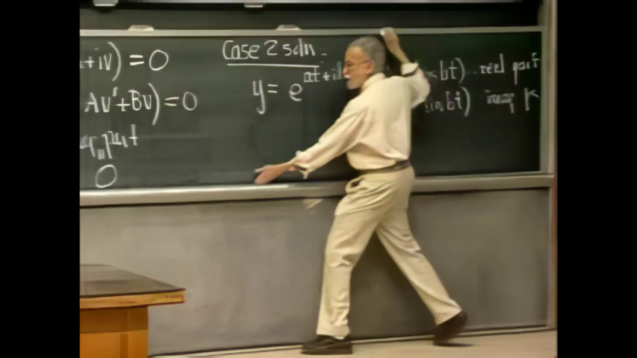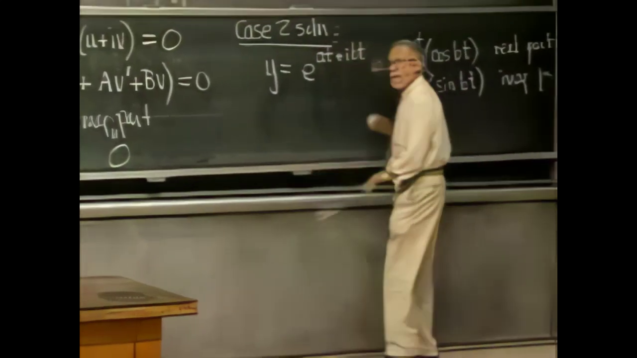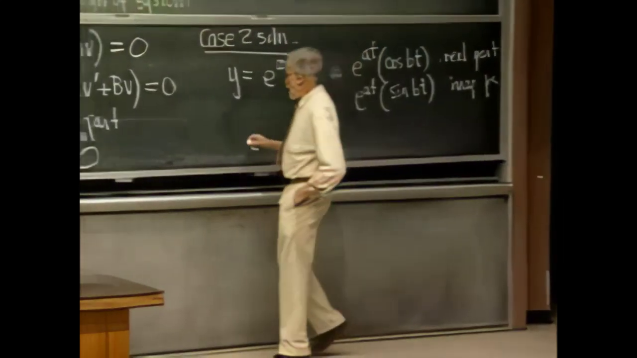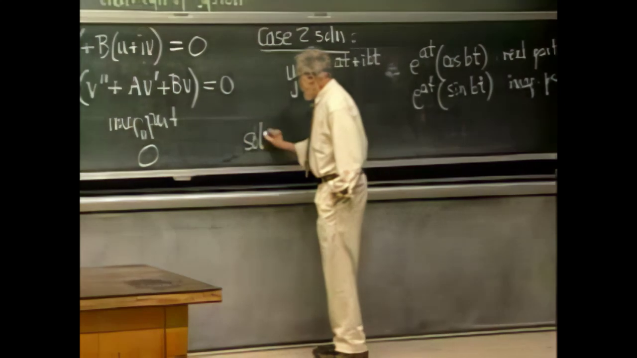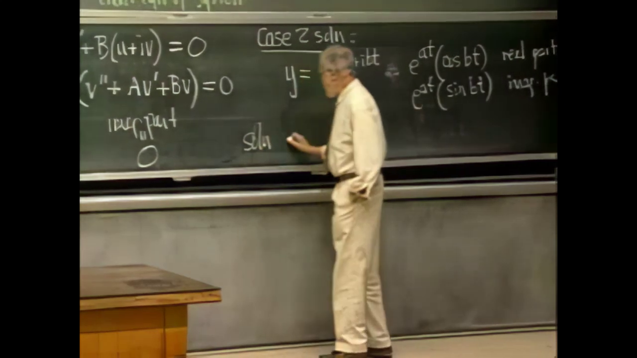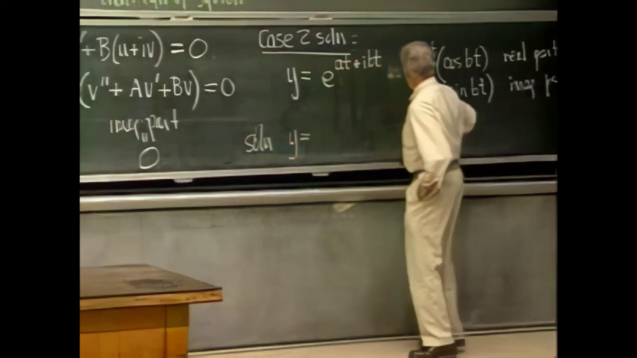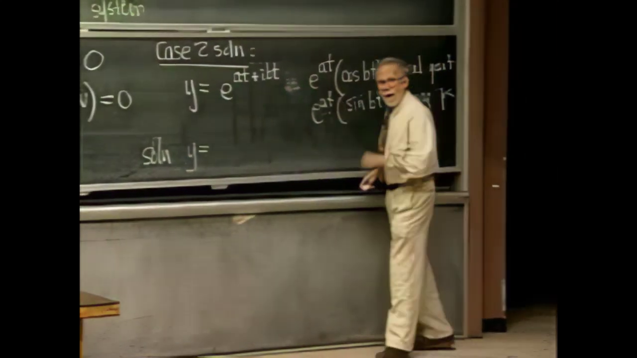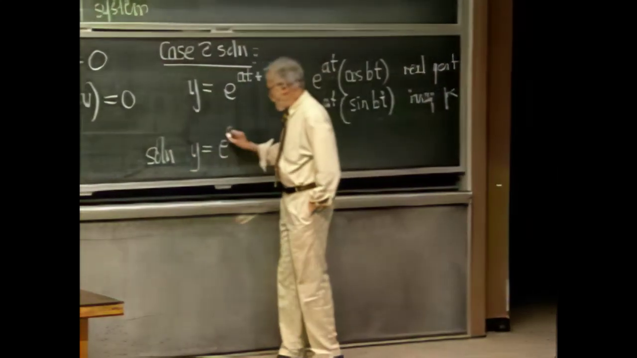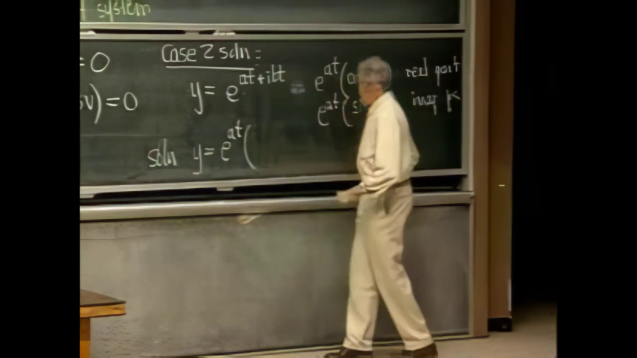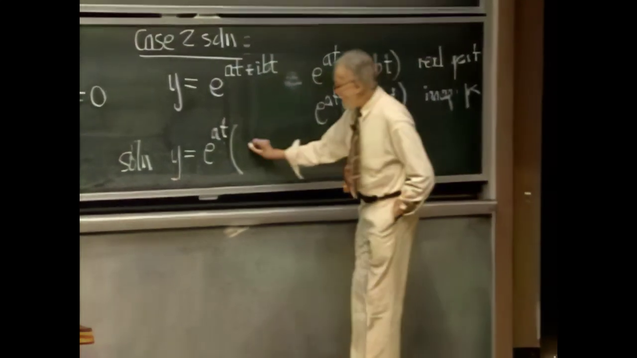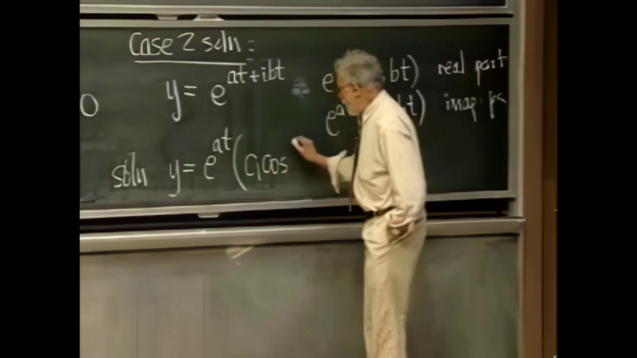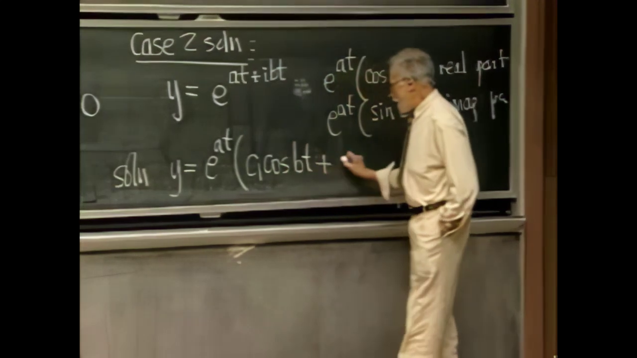Both of these must therefore be solutions to the equation, and therefore the general solution to the ODE is y equals, now you've got to put in the arbitrary constants. It's a nice thing to do to factor out the e to the at. It makes it look a little better. And so the constants are c1 cosine bt and c2 sine bt.